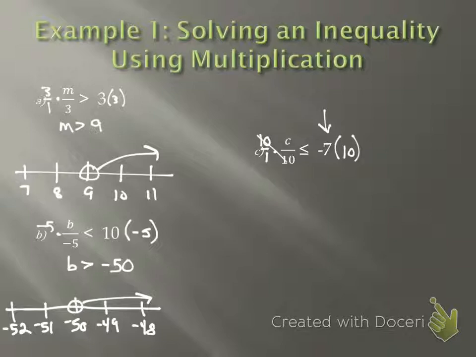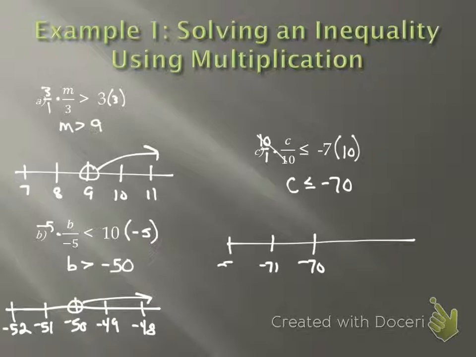So it doesn't matter that 7's negative. That doesn't affect my inequality. Only what's connected to my variable. So my answer is C is less than or equal to -70. And now I can graph it on my number line. -70 goes in the middle, -71, -72, -69, and -68. Alright, closed dot on the -70, and it's going left.